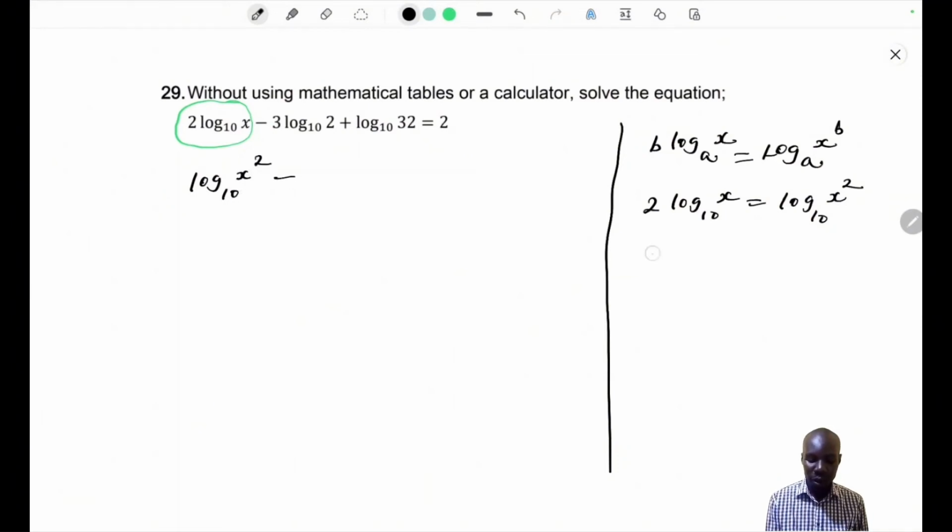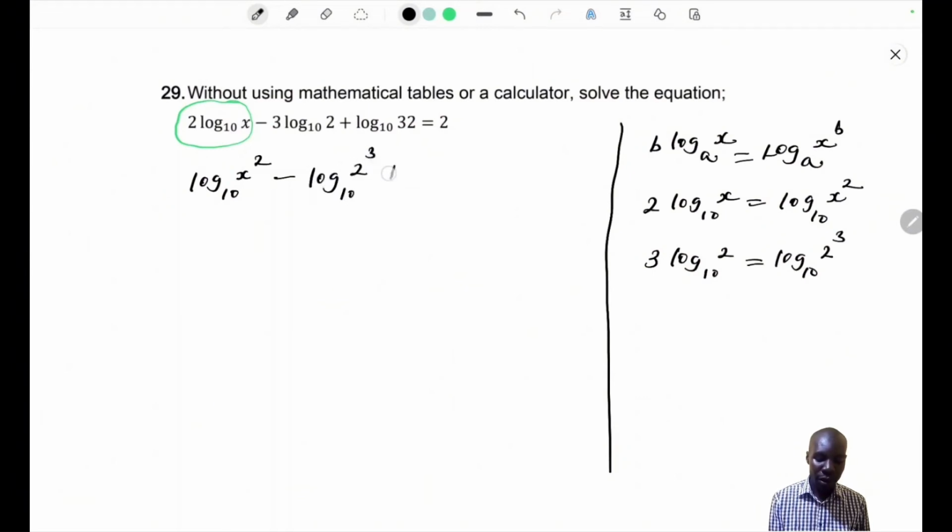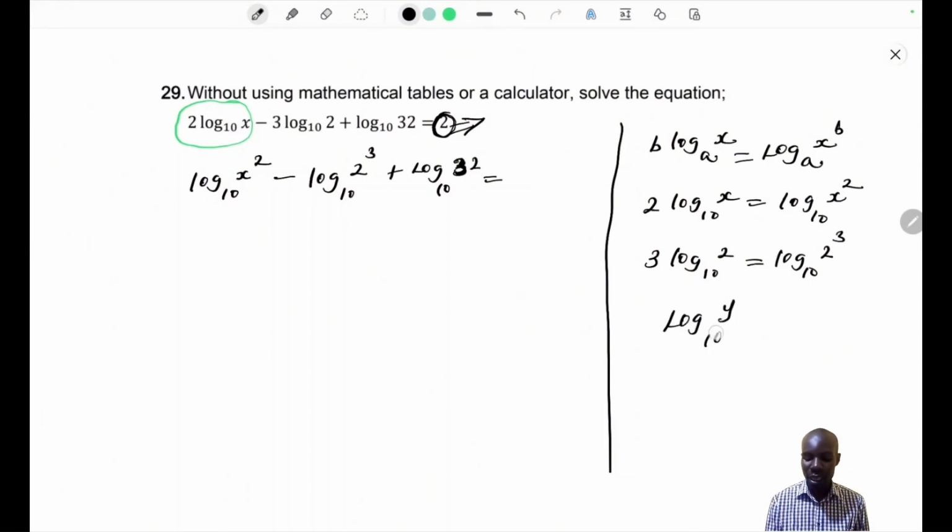minus, what about if you now have 3 log of 2 to base 10, that is equal to log of 2 to power 3 to base 10. So minus log of 2 to power 3 to base 10 plus log of 32 to base 10 equals to 2. We don't want to deal with the whole numbers here. This one must be converted into log of something to base 10 that is going to give us 2. So we'll say log of something, a value y to base 10 should be equal to 2. That is in logarithmic notation.